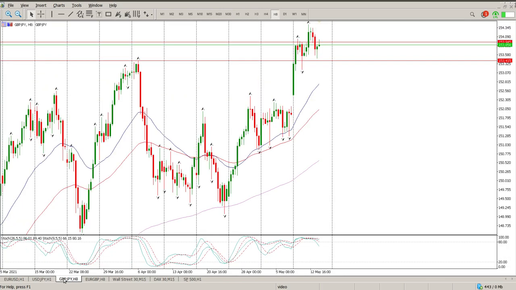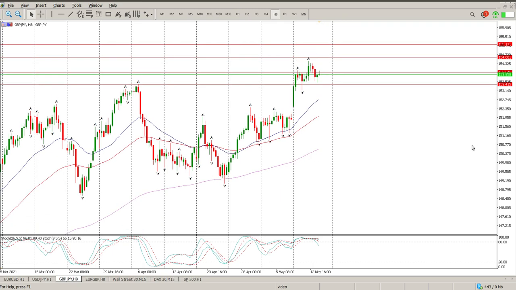British pound, Japanese yen. So looking at the 8 hour, you can see there's my previous level.